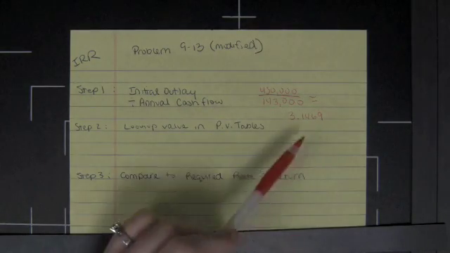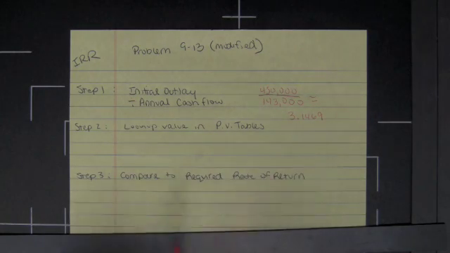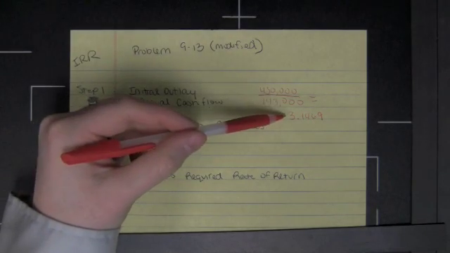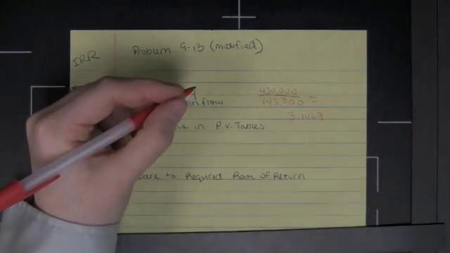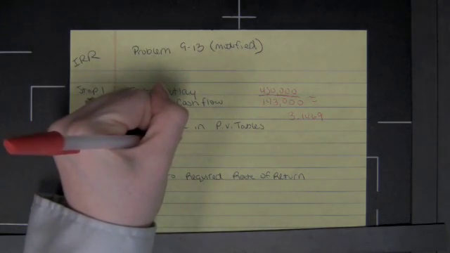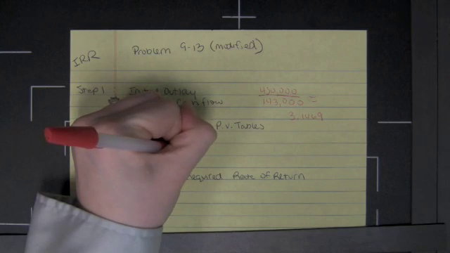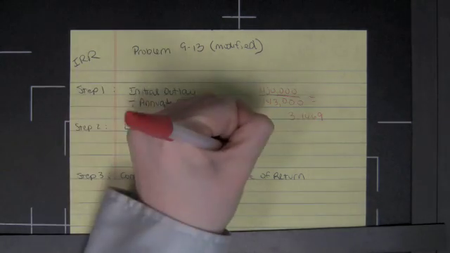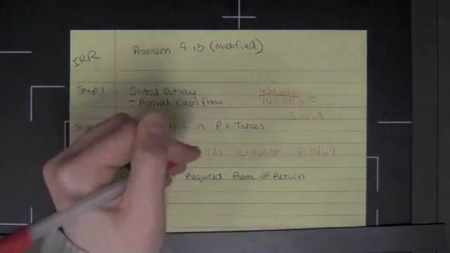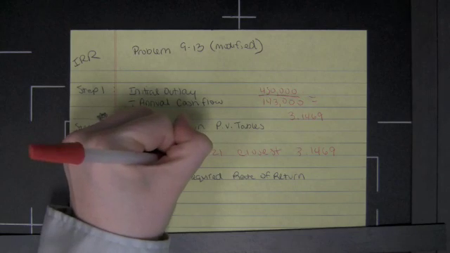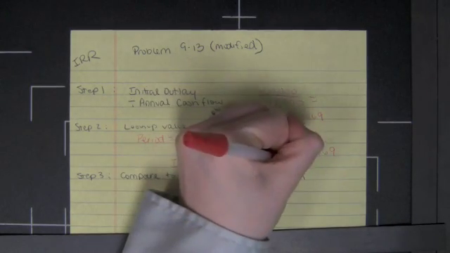But we're not done yet. This is not the internal rate of return. We have to look up the value in the present value tables that is closest to 3.1469. Because this is an annuity, we get equal payments. We go to the table on page 358. When I do that, I find that for 7 periods, the value 3.1469 is closest to 3.1611. Therefore, the IRR, internal rate of return, is approximately 30%.